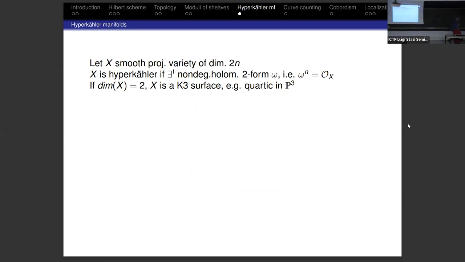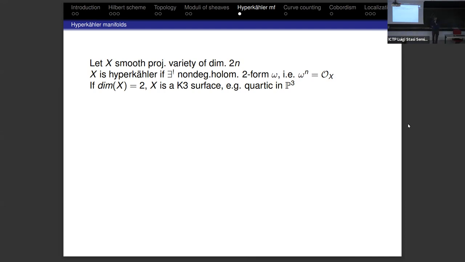Then I want to briefly talk about hyperkähler manifolds, so that these Hilbert schemes are hyperkähler. If X is a smooth projective variety of dimension 2n, it's called hyperkähler or irreducible holomorphic symplectic if there exists a unique everywhere non-degenerate holomorphic two-form, so that if I take the n-th power of it, this becomes a trivial one. It vanishes nowhere. For instance, if the dimension of X is 2, then this means X is a K3 surface. For instance, if I draw a quartic in P3.